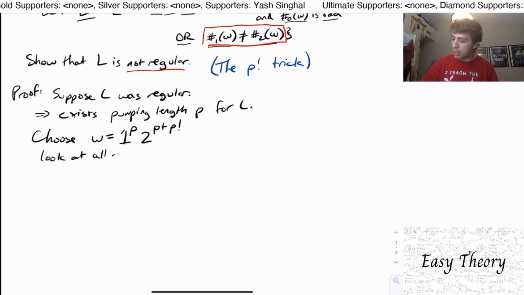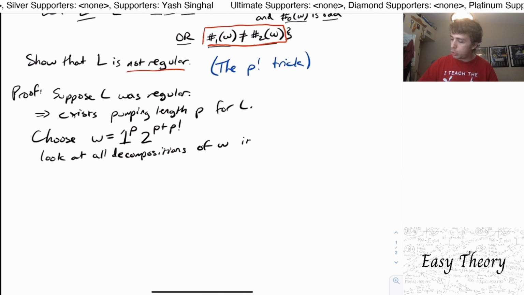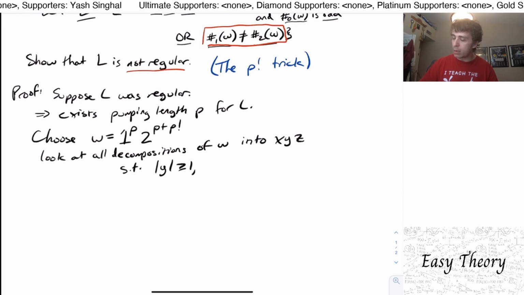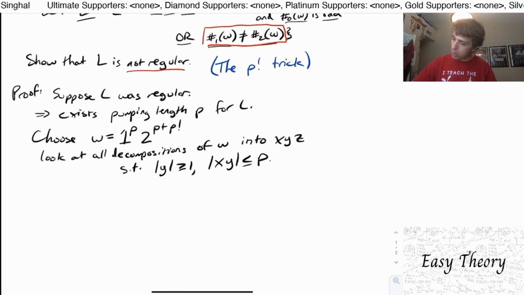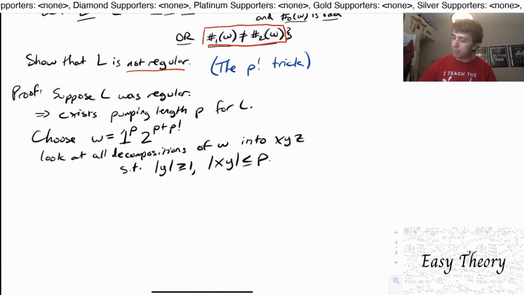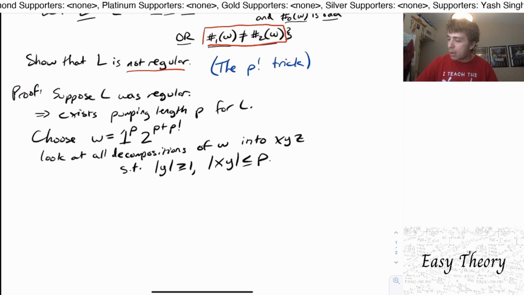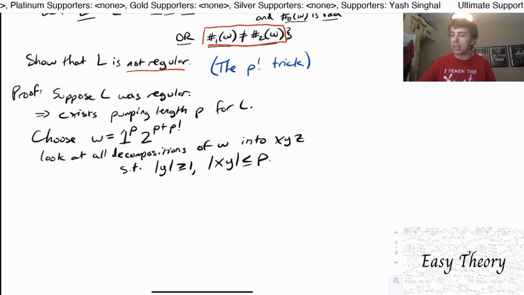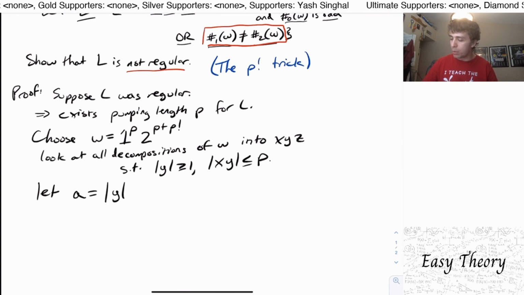So now what we need to do is look at all decompositions of W into three parts, X, Y, Z, such that the length of Y is at least 1, according to the pumping lemma, and the length of XY together is at most P. If the prefix, which is XY here, is of length at most P, then that means X and Y are both in the set of ones. So the only one that really matters for our purposes is the Y. It has at least one occurrence of 1, but we don't know necessarily how many. So we're going to let A be the length of Y, which we know to be at least 1 for sure.